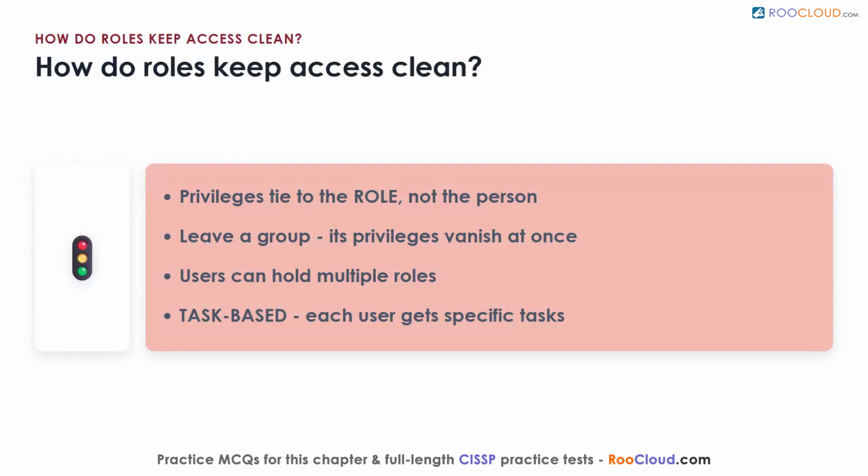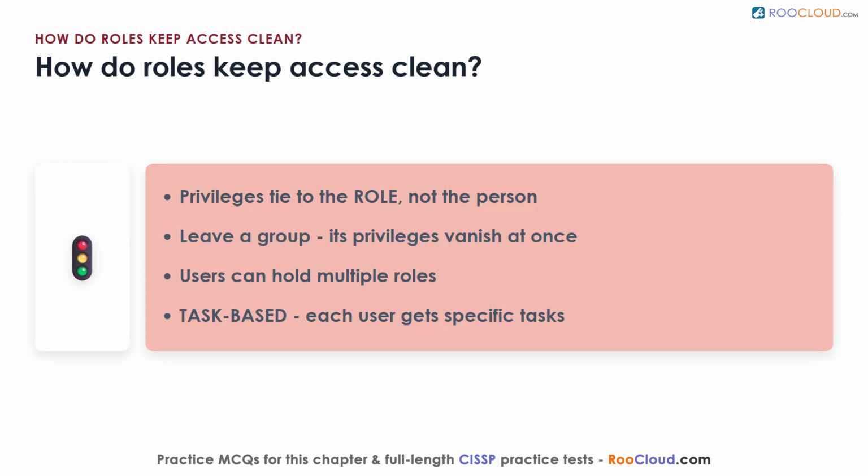Let's go a bit deeper on roles. How do roles keep access clean as people move? By tying privileges to the role, not the person, so movement is trivial. When someone leaves a group, every privilege that group carried vanishes from their account at once. Users can also sit in several roles, so a manager might hold the manager, loan officer, and teller roles together.